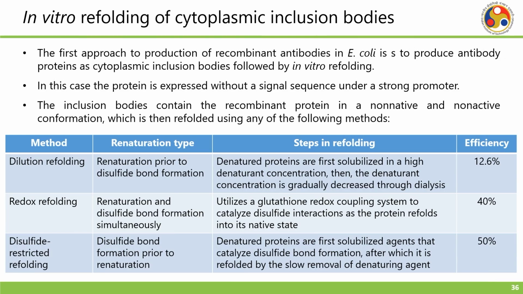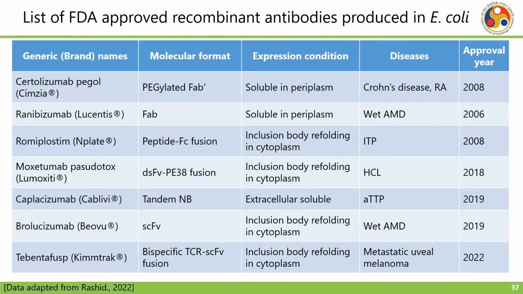Then we have the redox refolding, where refolding and disulfide bond formation happen simultaneously. This utilizes a glutathione redox coupling system to catalyze disulfide interactions as the protein refolds into its native state. Then we have disulfide restricted refolding, where disulfide bond formation prior to refolding takes place, where denatured proteins are first solubilized with agents that catalyze disulfide bond formation, after which it is refolded by the slow removal of the denaturing agent.